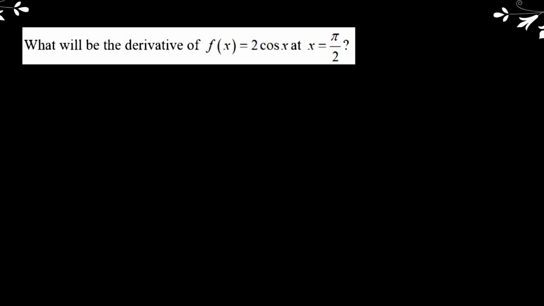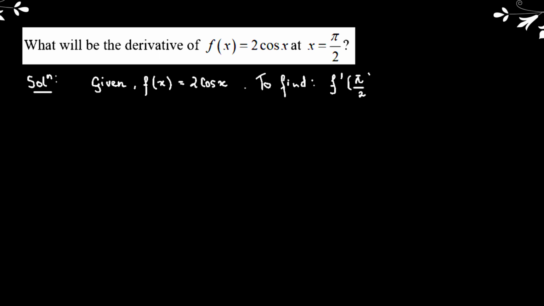Problem number 6. What will be the derivative of f of x is equal to 2 cosine of x at x equals pi over 2? So here we have the function f of x is equal to 2 cosine of x. So we need to determine the derivative of the function at x equals pi over 2.